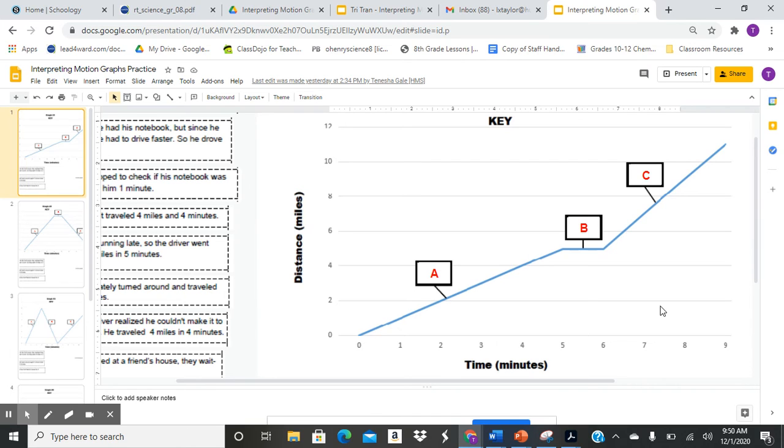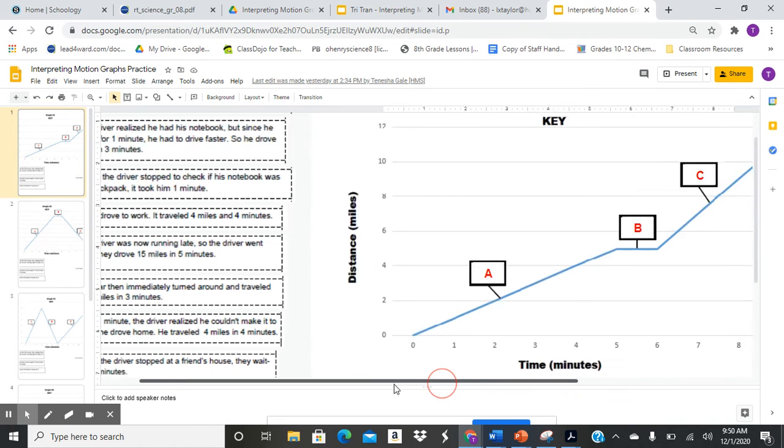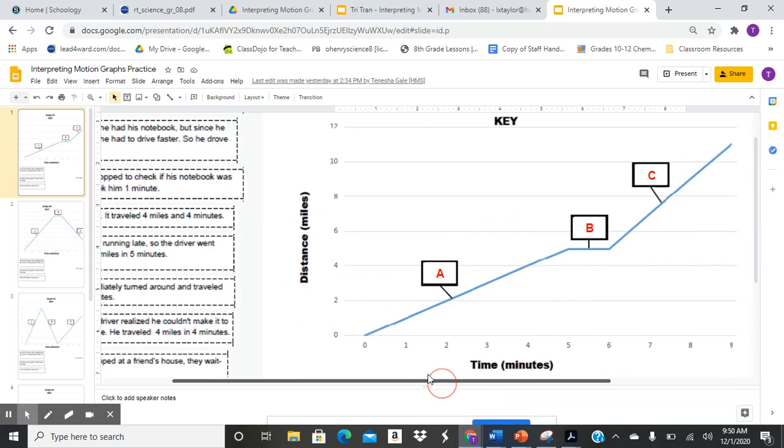And if the line is curved up, it's increasing speed while moving away from the starting point. And if the line is curved down, it's decreasing speed while moving back towards the starting point. So I know these things about distance time graphs. Because I know this, I can easily find a description to match each of these, right?